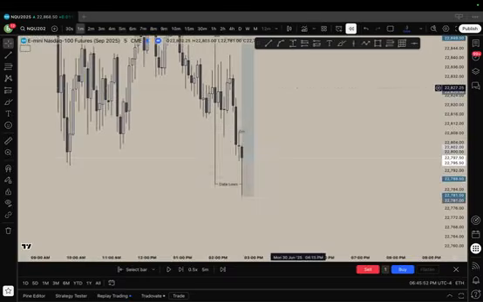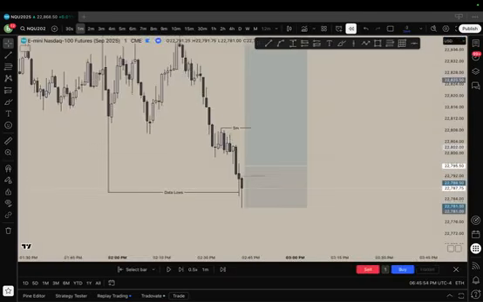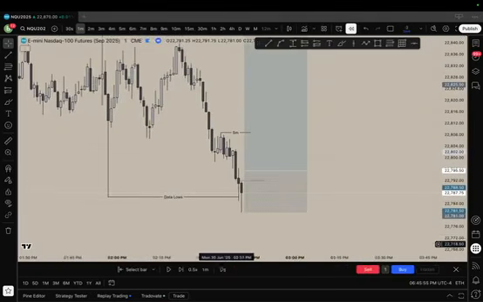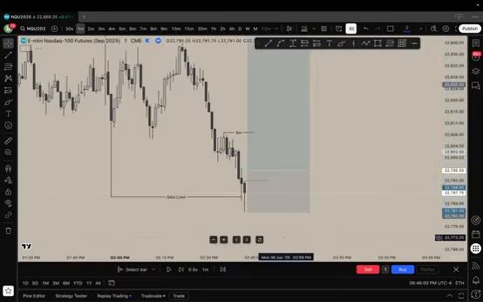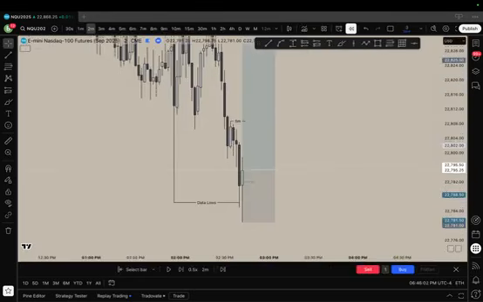Absolutely beautiful. So from here, we had our Mech model. This is a 1-minute inversion. So is there a 2-minute in this leg? No. Is there a 3-minute?